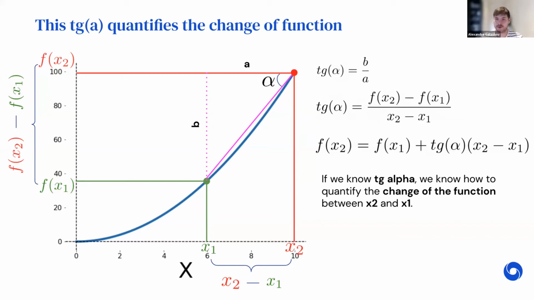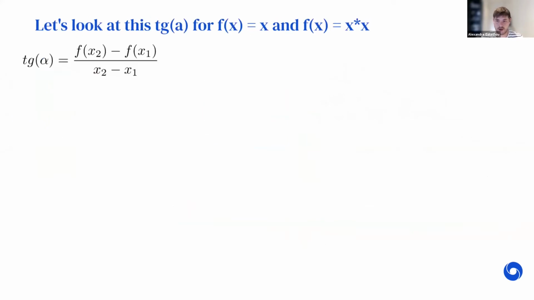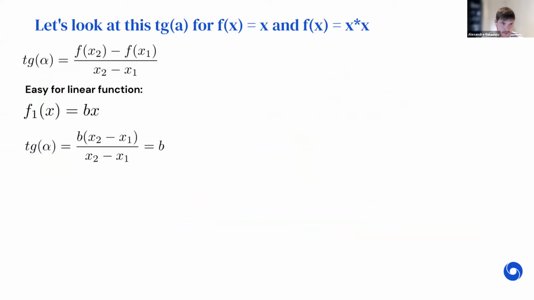Before we go to the construction of this compact object, let me show you a few examples. Let's look at the tangents of alpha for the functions which we already know. If you look at the linear function, f of x is equal to x, and you multiply it by some constant b which doesn't depend on x, it is still a linear function. It will define the slope of the line, or the angle between the axis x and how the line goes up.